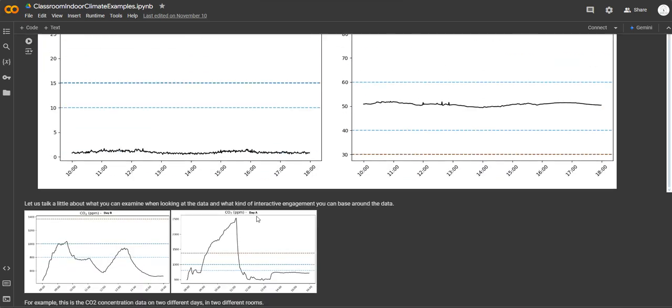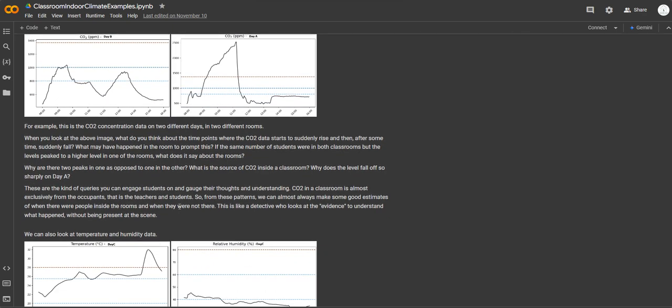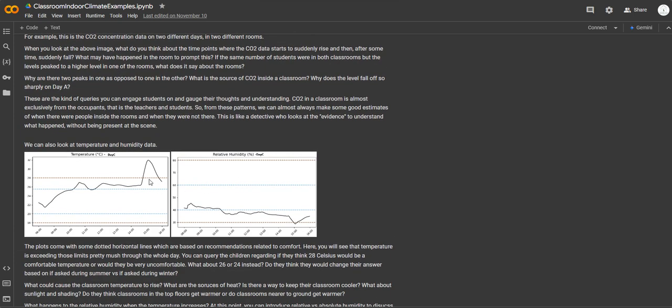And then following that, I have some ideas here regarding how you can engage students, like why are there 2 peaks instead of 1 peak? If the peak was higher, what do you infer about the size of the classroom? Like what happens here? Why would the temperature suddenly increase and humidity suddenly decrease?